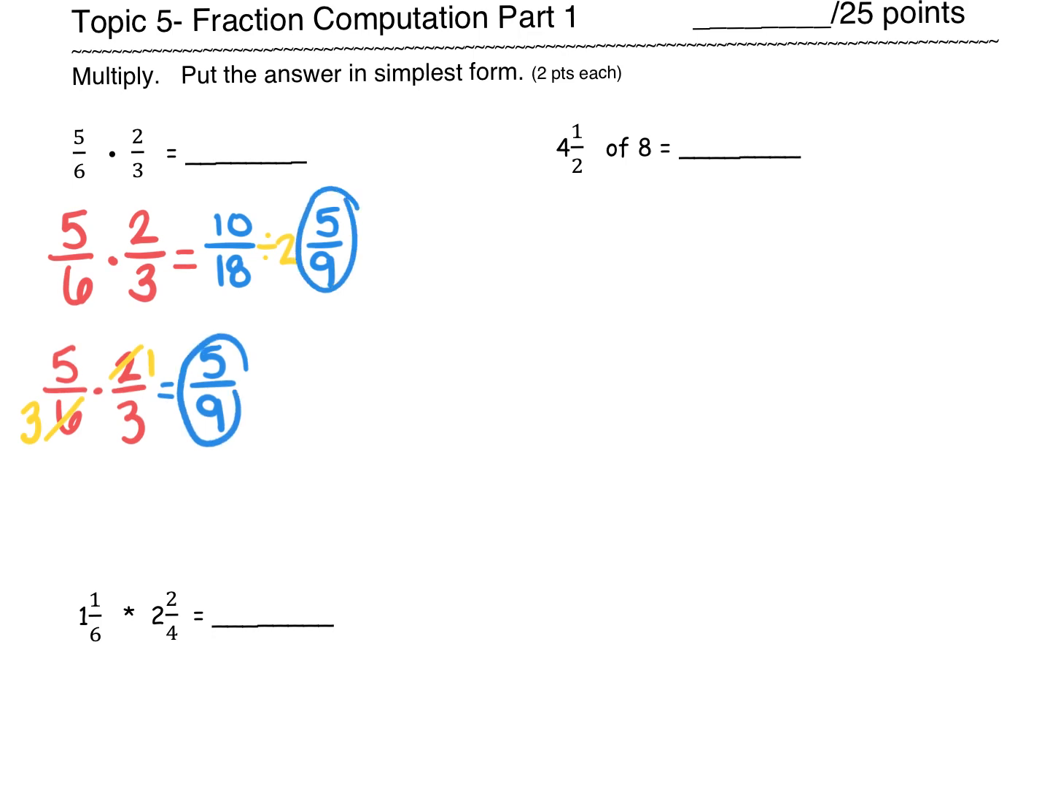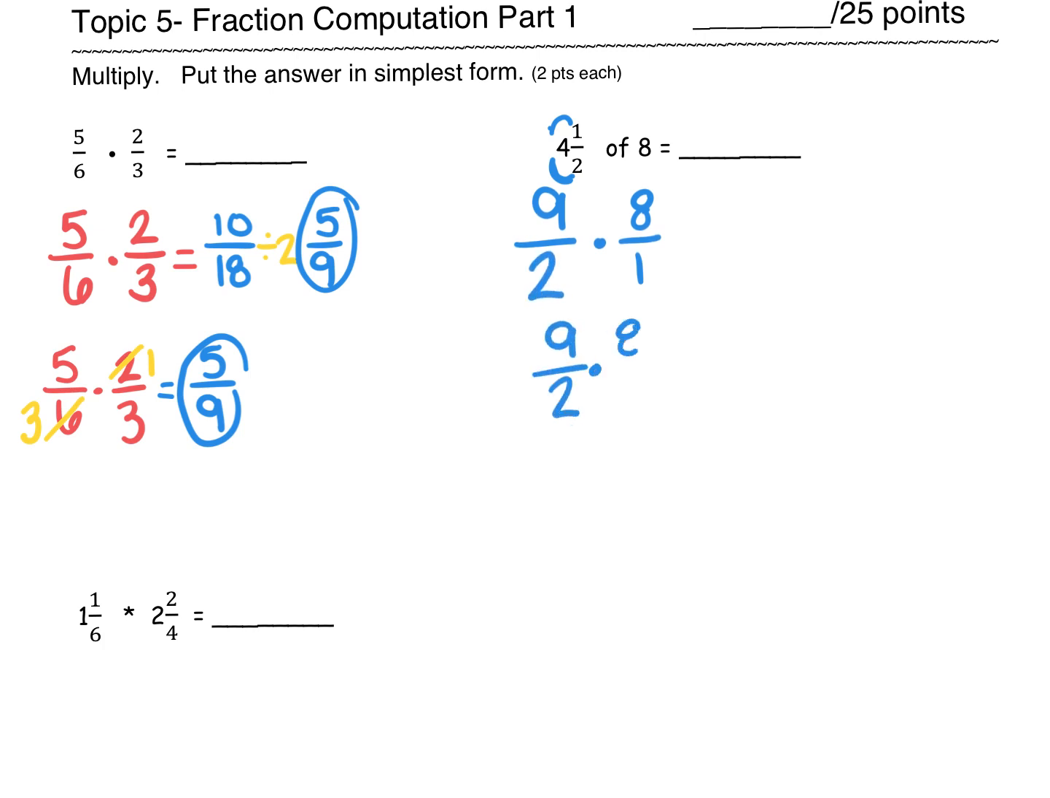For our next one, we don't have two fractions, so we need to take 4.5 and 8 and turn them into fractions. 8 as a whole number is going to be 8/1. 4.5 is a mixed number, so to turn that into an improper fraction, we're going to do 2 times 4, which is 8. 8 plus 1 is 9, so we're going to have 9/2 because that denominator stays the same.